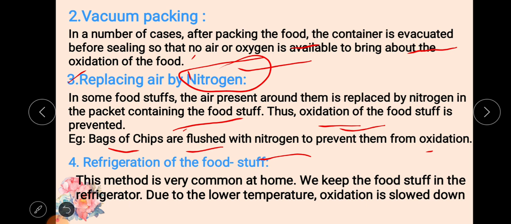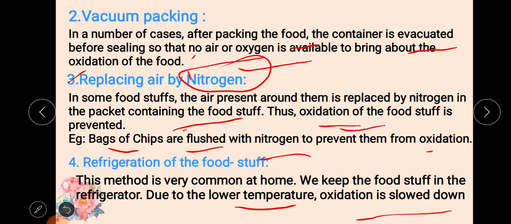And last, we know, is refrigeration of the foodstuff. Even this method is very common at home. We keep the foodstuff in the refrigerator. Due to the lower temperature, oxidation is slowed down. Even milk and vegetables, everything is kept in a refrigerator to avoid rancidity.